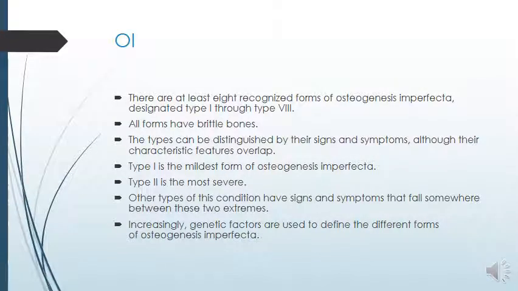There are at least 8 recognized forms of osteogenesis imperfecta designated type 1 through type 8. All forms have brittle bones. The types can be distinguished by their signs and symptoms, although their characteristic features tend to overlap. Type 1 is the mildest form of the disease, type 2 the most severe. Other types of this condition have signs and symptoms that fall somewhere between these two extremes. Increasingly, genetic factors are used to define the different forms of OI.